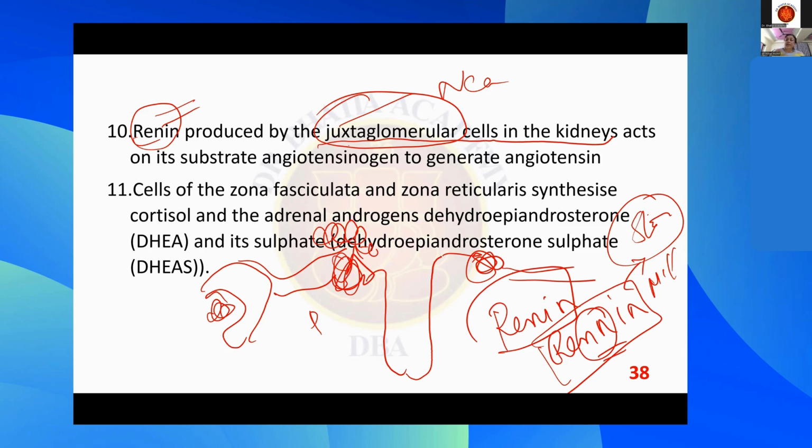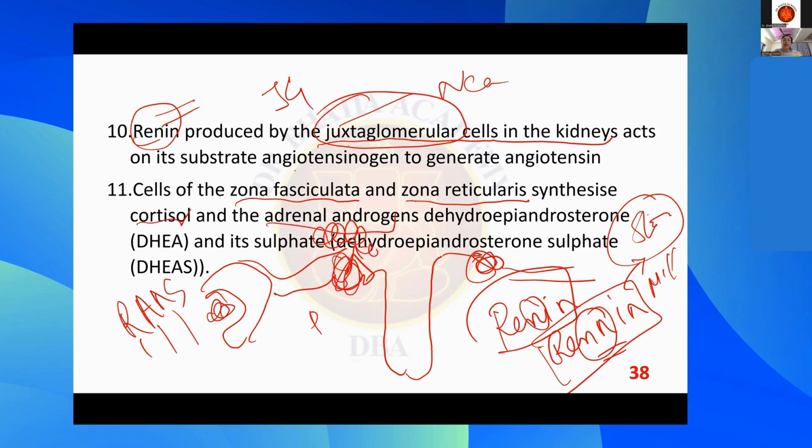Here we are talking of renin, the single N. So renin is a hormone which is produced by the JG cells, the juxtaglomerular cells, and they are helping in the RAS system, the renin-angiotensinogen-aldosterone system. So the cells of the zona fasciculata and the zona reticularis synthesize cortisol and adrenal androgens.